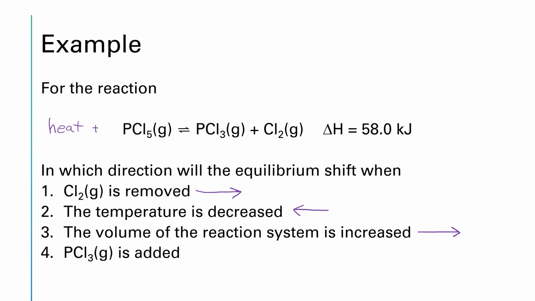And then what happens if PCl3 is added? That's adding a product. So adding a product will cause the reaction to go in the reverse direction to try to use up that extra stuff we just threw in there, and so the reaction will shift to the left.